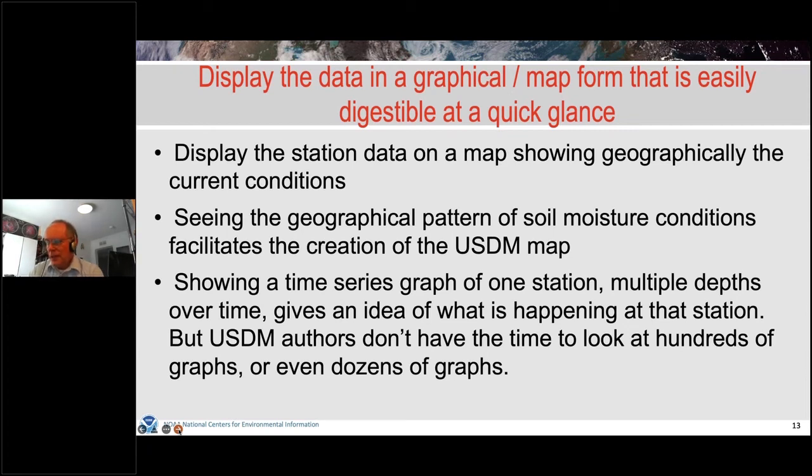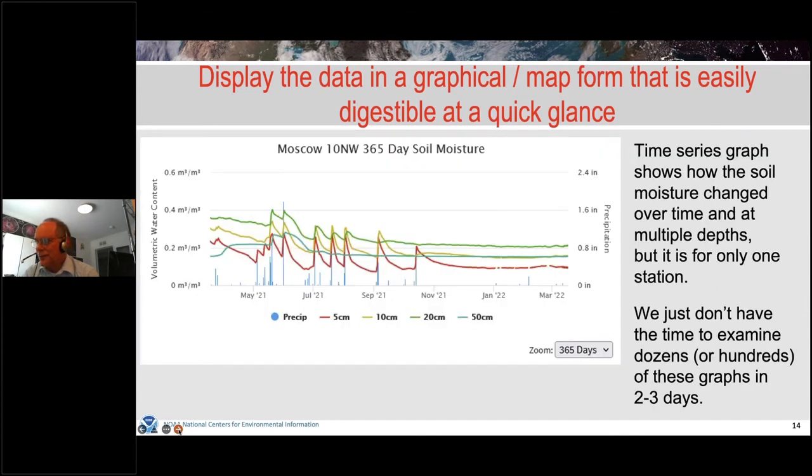Showing a time series graph of one station, multiple depths over time, gives an idea of what is happening at that station, but US Drought Monitor authors don't have the time to look at hundreds of graphs or even dozens of graphs. It's nice, but those types of graphs are not that useful for a US Drought Monitor author. Next slide, please. I think I have some examples.